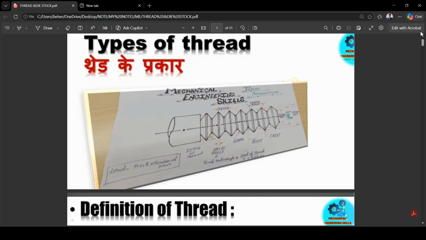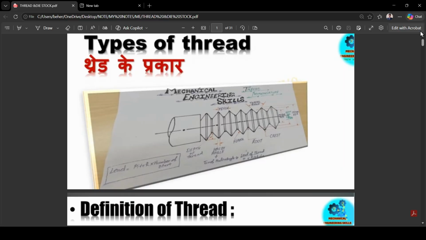Types of threads. Metric thread: the most commonly used thread system. Its dimensions are measured in millimeters. It is widely used in the automobile and manufacturing industry. British Standard Whitworth thread: this thread system has a rounded crest and root. It is mainly used in old British machines and equipment.